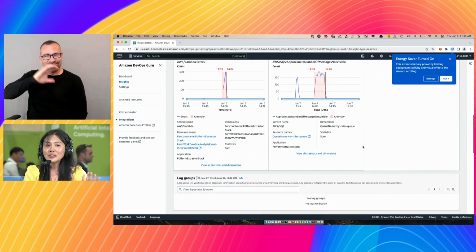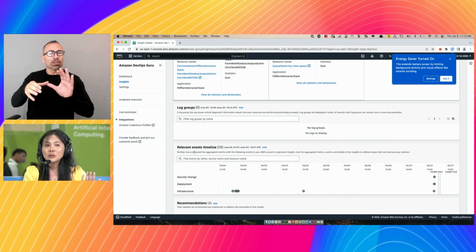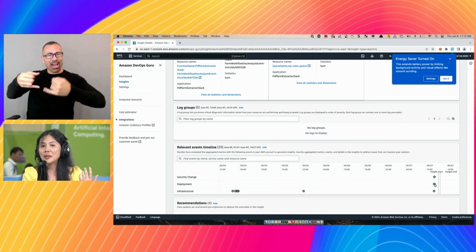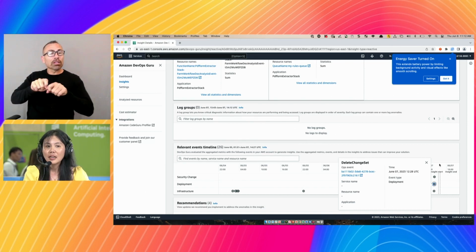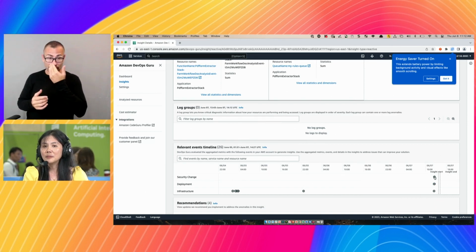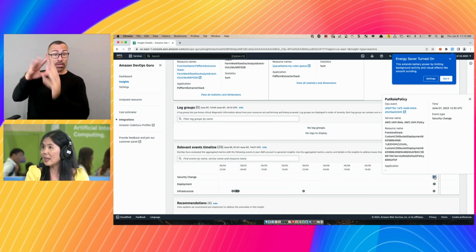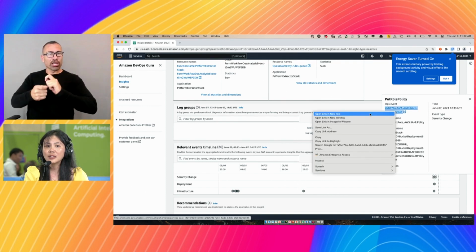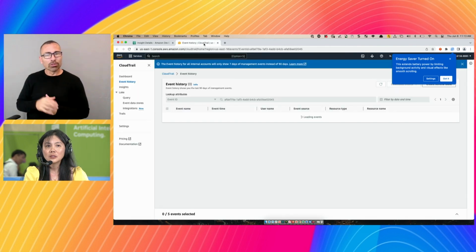And what I really like about this, right, it also gives you the relevant event timeline. It actually knows that on the 7th, I did the deployment, right? This is the data coming from CloudFormation. And it also knows that there's some security change. This is the data coming from CloudTrail, right? So you can actually look into the CloudTrail. If I go into there, it will show you the CloudTrail.